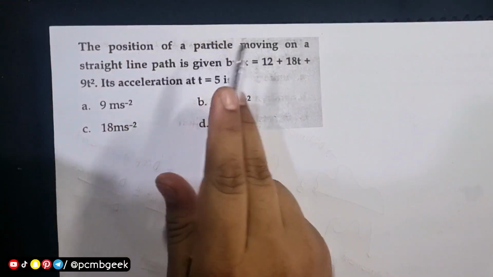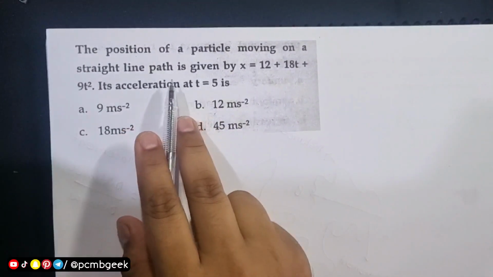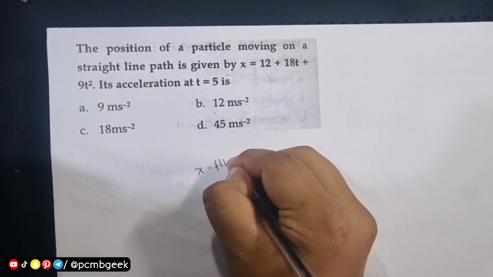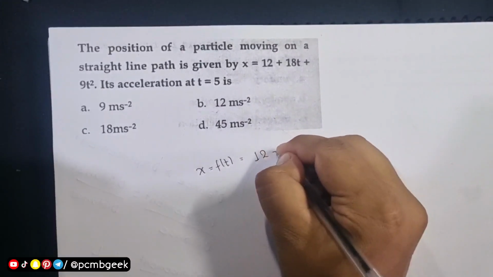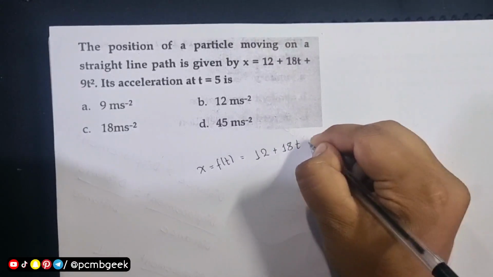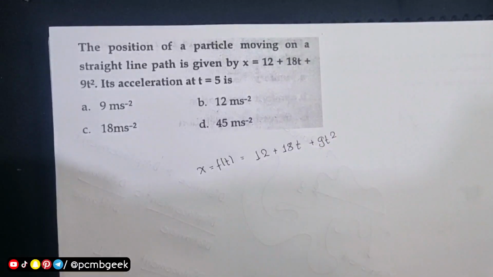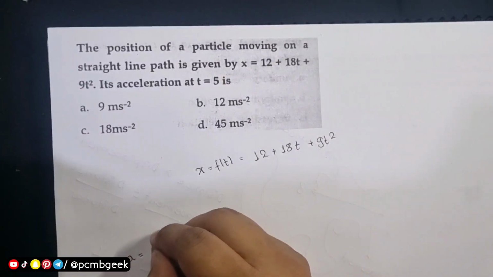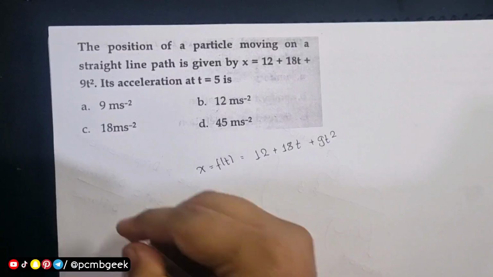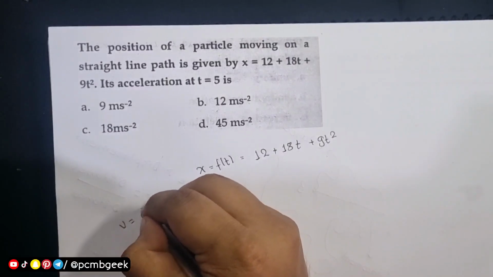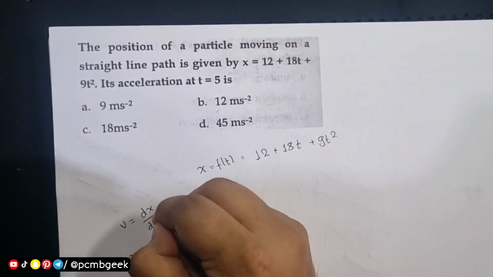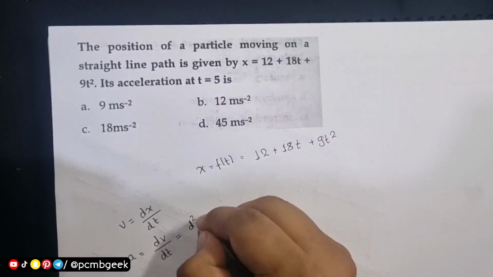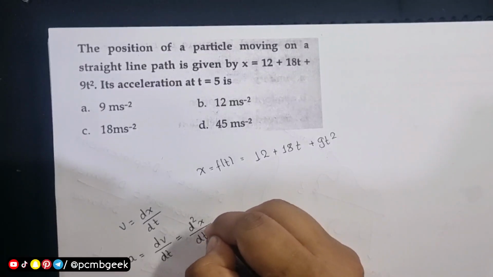The position of a particle moving on a straight line is given by x as a function of t, given as 12 plus 18 times t plus 9t square. Now, as you all know, acceleration is the first derivative of velocity with respect to time. Also, we know that velocity is the first derivative of distance covered with respect to time. That's why we can derive that acceleration is the second derivative of distance covered with respect to time.